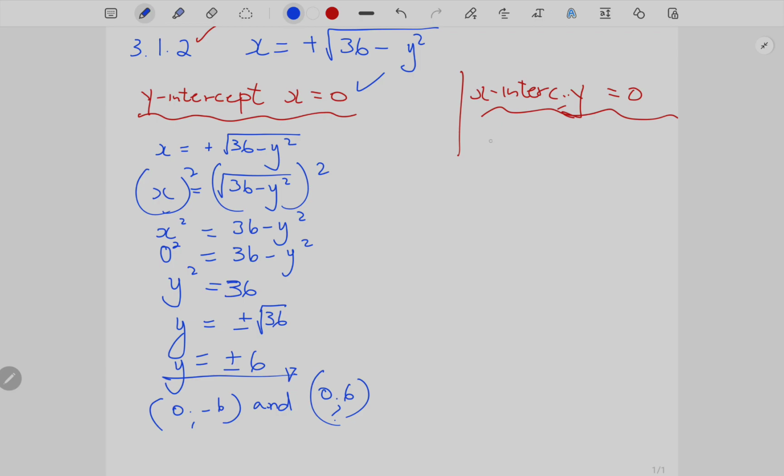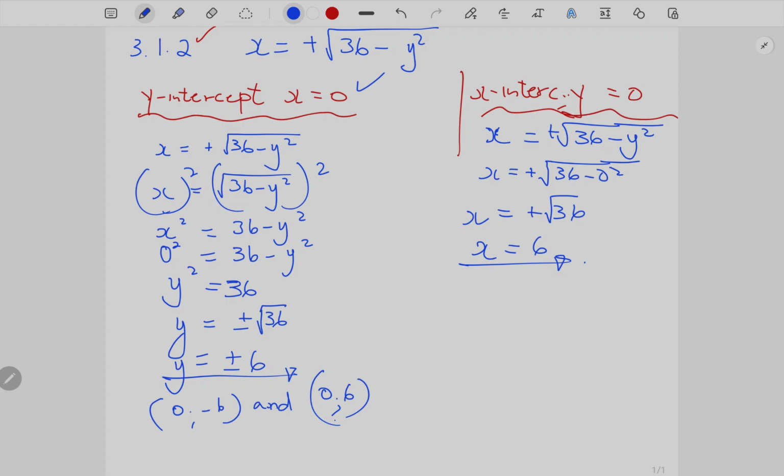Okay, now the x-intercept. For the x-intercept you're going to let y be equal to 0 in x is equal to square root of 36 minus y squared. Remember this is positive, you can put it as a positive when it comes to the x-intercept. Therefore, x is equal to positive square root of 36. Then whenever you see y, you put a 0. So 0 squared is equal to 0. Then positive square root of 36. What is the square root of 36? It is equal to 6.